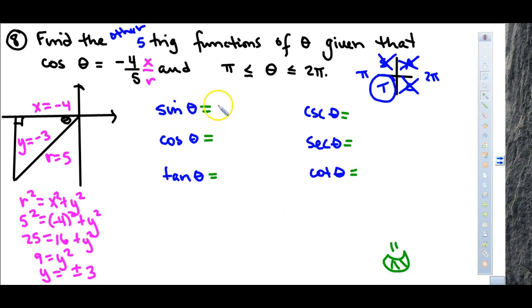Okay, sine. Y over R, negative 3 over 5. Cosine, given to us, negative 4 over 5. Tangent, Y over X.